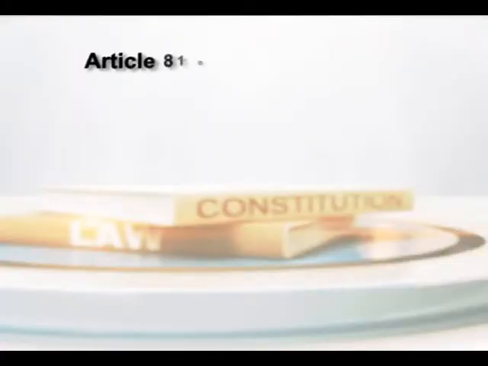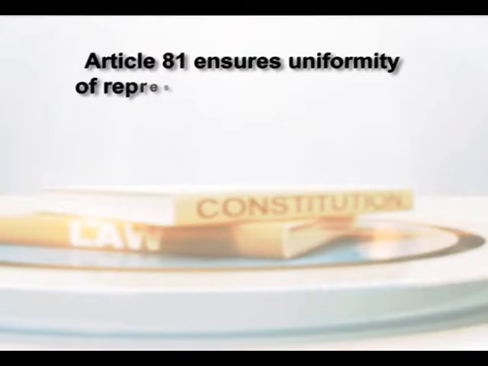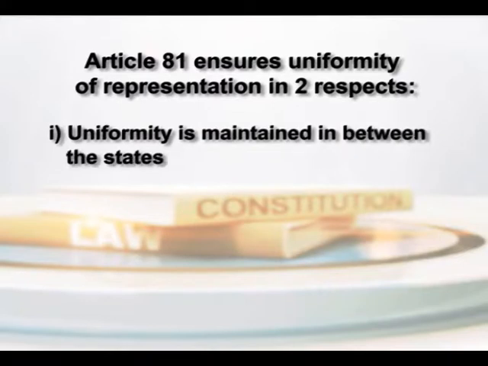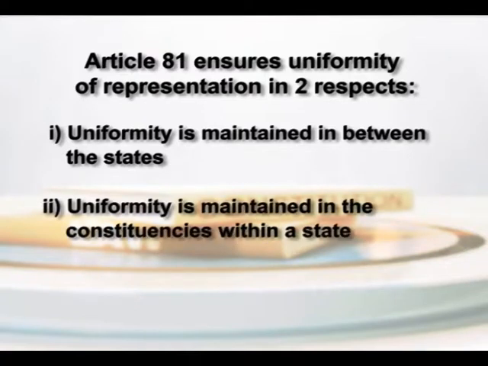While discussing the electoral arrangement of the Lok Sabha, it is equally worthwhile to mention Article 81, which ensures uniformity of representation in 2 respects. Uniformity is maintained between the states, and secondly, uniformity of representation is to be retained so far as the territorial constituencies are concerned within a state. Now let us see how it is ensured in our Constitution.